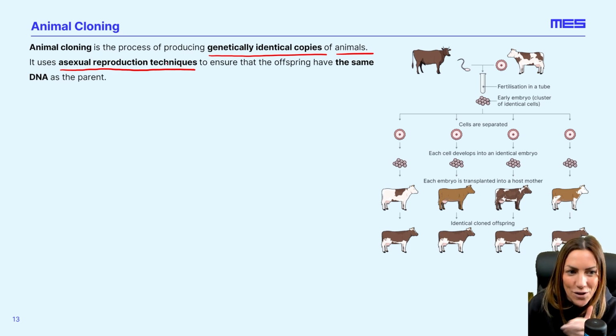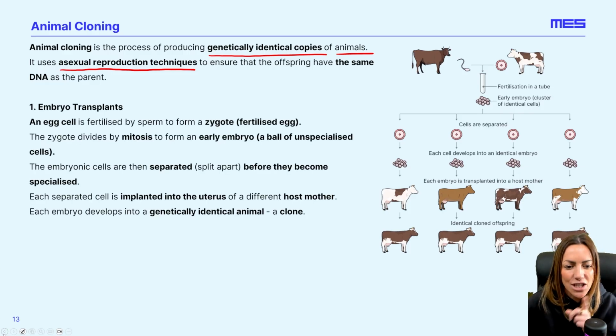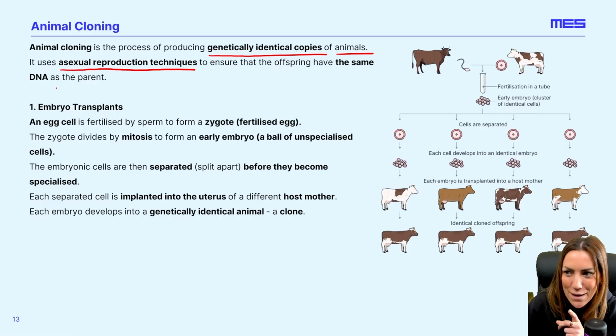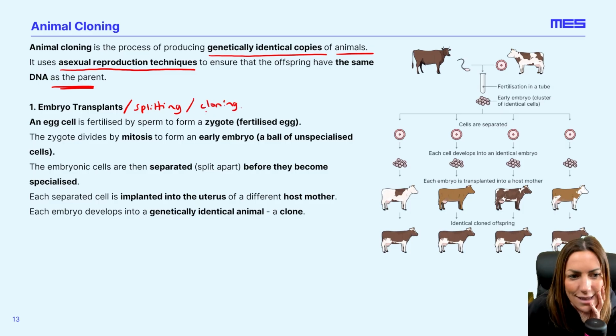Now, this first one, just to clarify, is called embryo transplants. And actually with this one, the offspring will not have the same DNA as either parent. Just to clarify, that's a little bit misleading, right? The offspring with this technique will not be genetically identical to the parents. They will be genetically identical to each other, but not to either parent. I'll explain more about that in a second. So this first one is called embryo transplants, or sometimes we call it embryo splitting. In fact, I've seen it called embryo cloning as well. It's all the same thing.